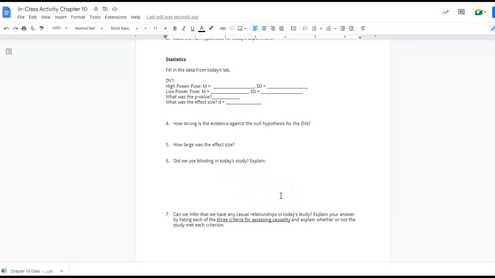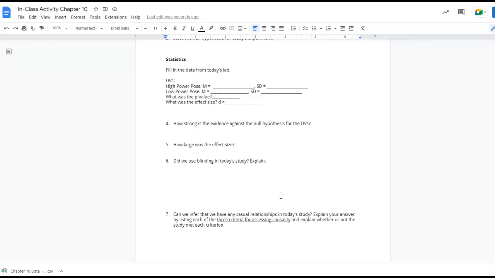Okay. All right, our next question is, do we use blinding in today's study? A single blind study would mean that the participant doesn't know which condition they were in. Double blind would be the participant and the experimenter don't know which group they're in. In this case, we had you in either a high power pose or a low power pose. And you didn't technically know if you were in a high or low power pose. We didn't tell you that. We didn't tell you what to expect.